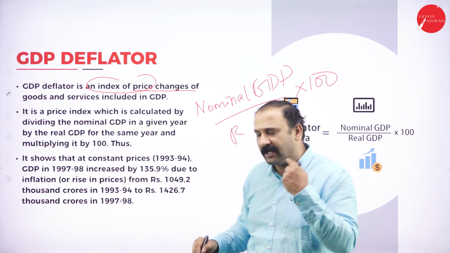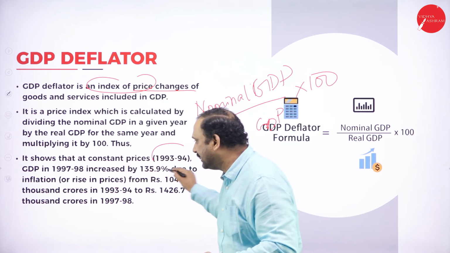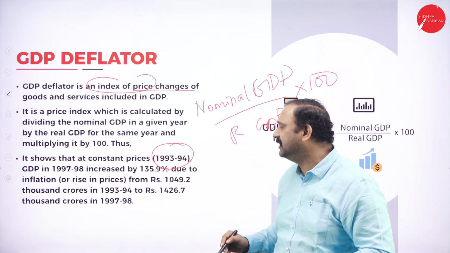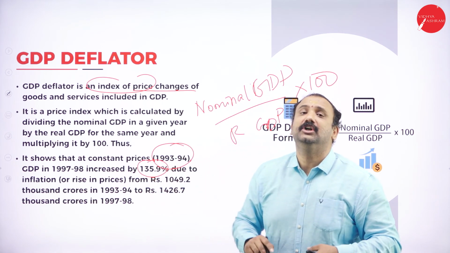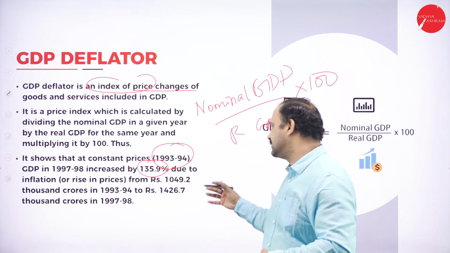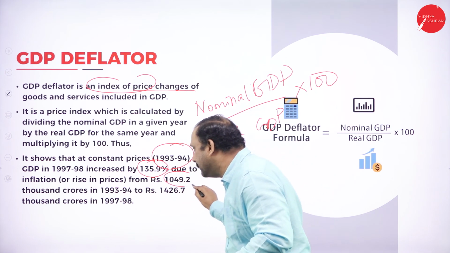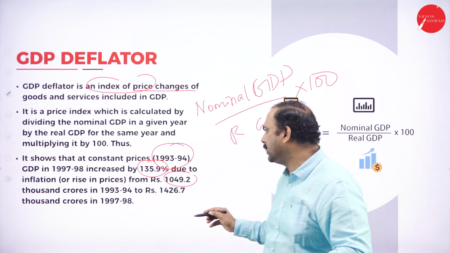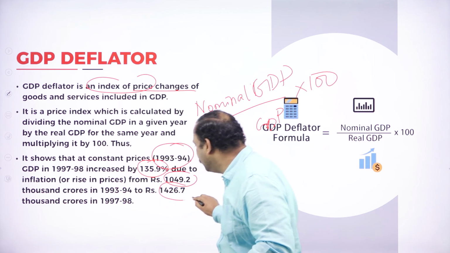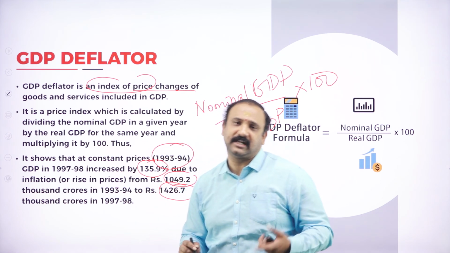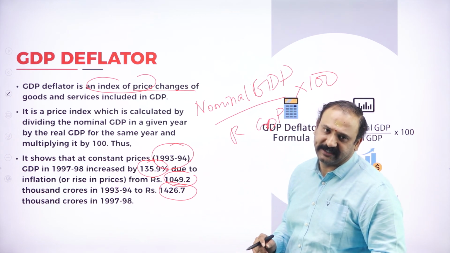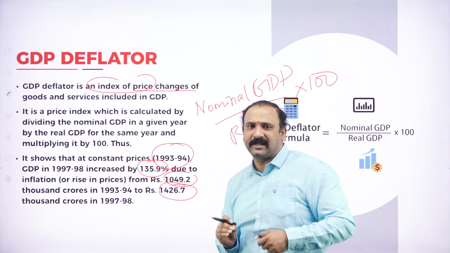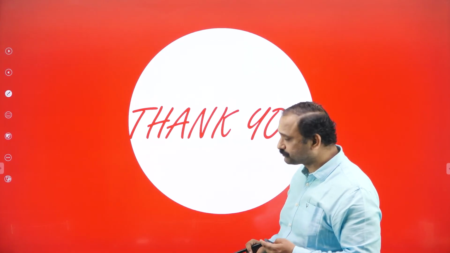For example, as shown here, GDP in 1997-98 has increased by 135.9% due to inflation in prices. From 1049.2 crores, that's what we have been talking about, it has moved up to 1426.7 crores in 97-98. So you can see the rise in price that has been happening.